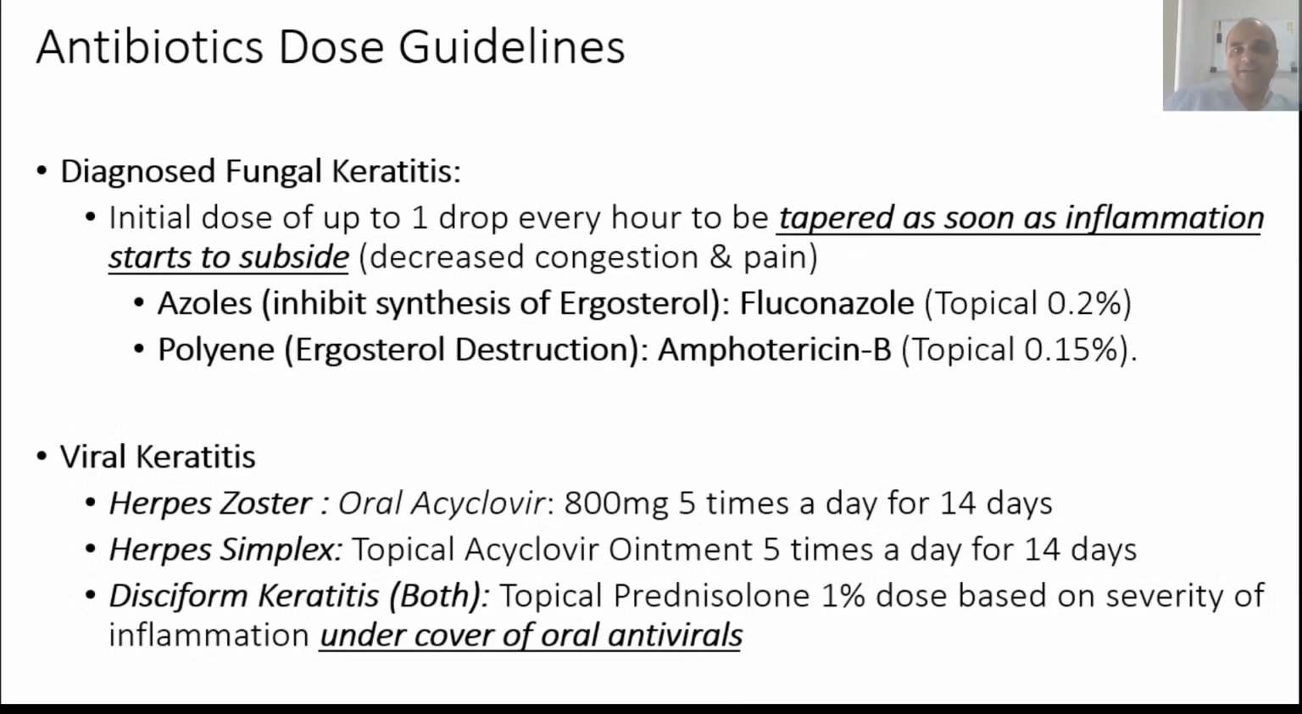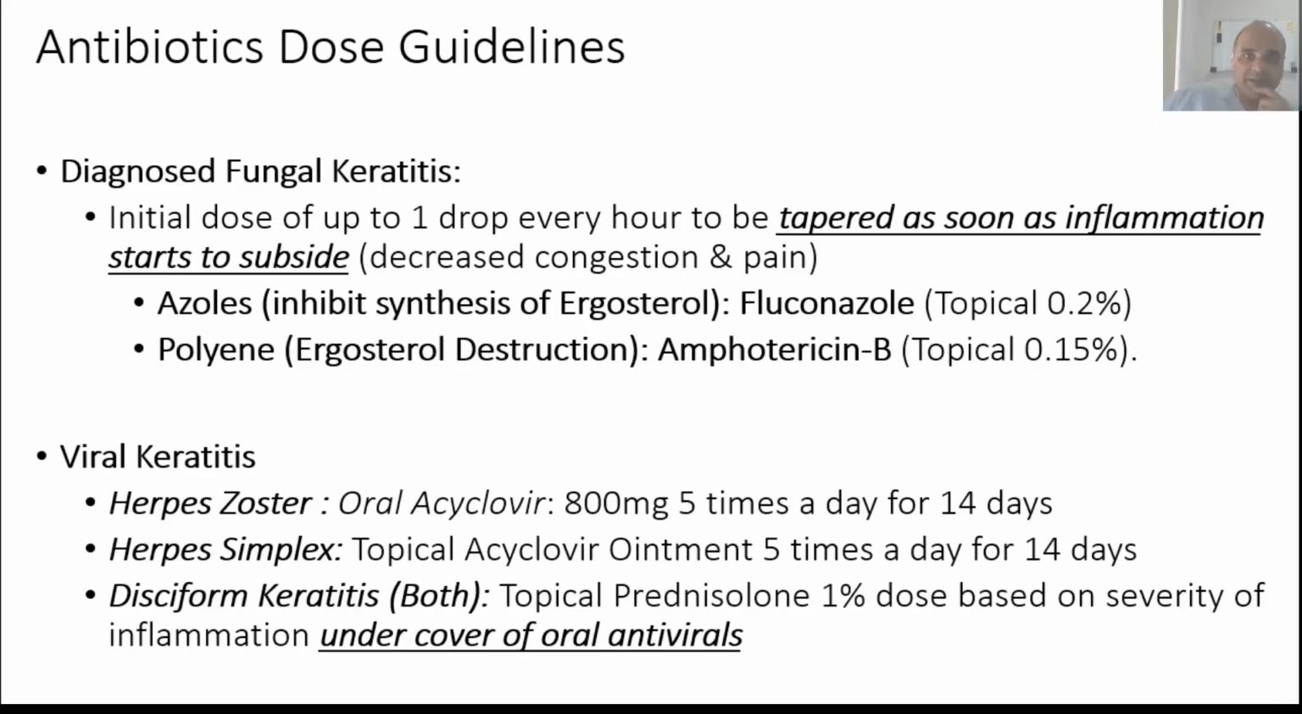For viral keratitis, things are much simpler. For herpes zoster, it is 800 milligrams 5 times a day for 14 days of acyclovir, or in others, similar antivirals. Obviously, it's going to have its own dosing. For herpes simplex, it's topical acyclovir ointment 5 times a day for 14 days.